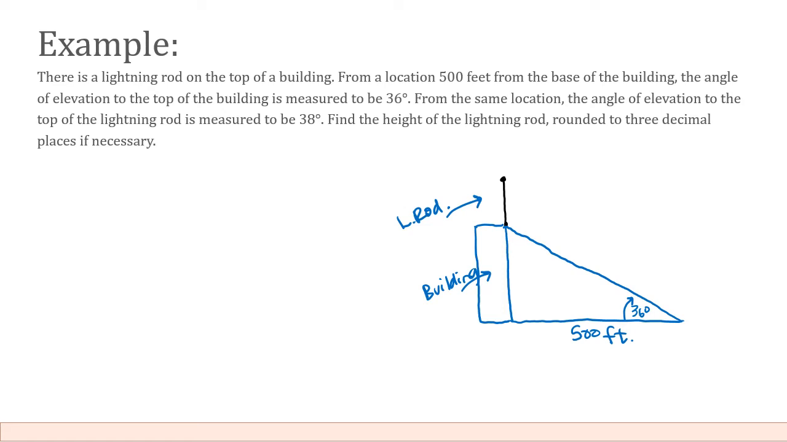Let me use a different color here. So same location, but now I'm looking up to the top of the lightning rod. And that angle measure is 38 degrees. Find the height of the lightning rod. Okay, so let's see what we've got here.